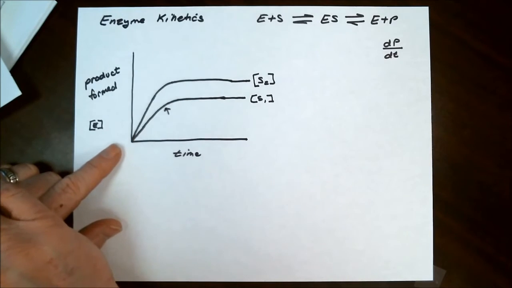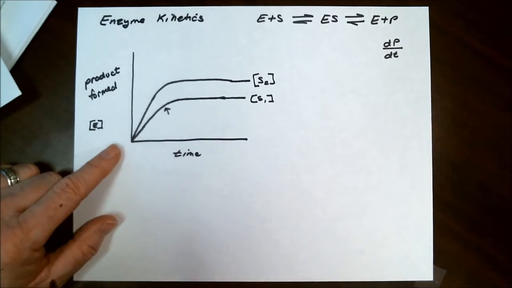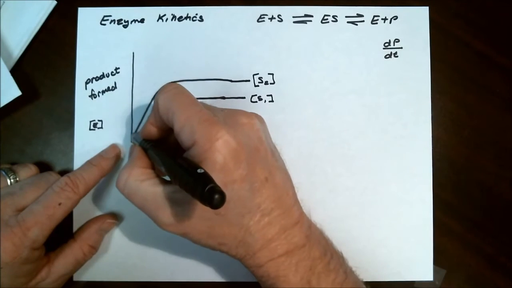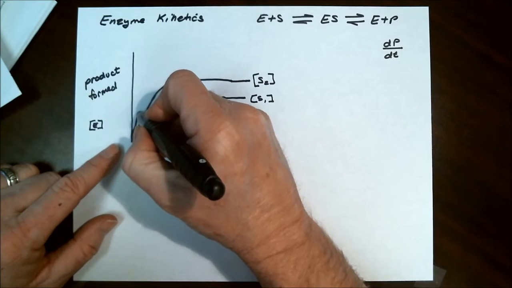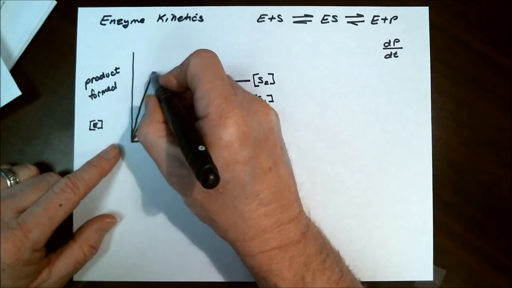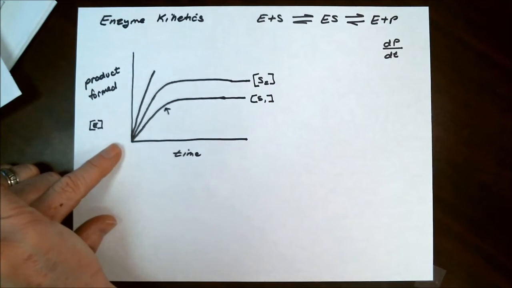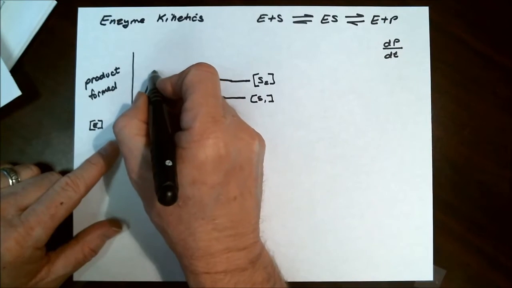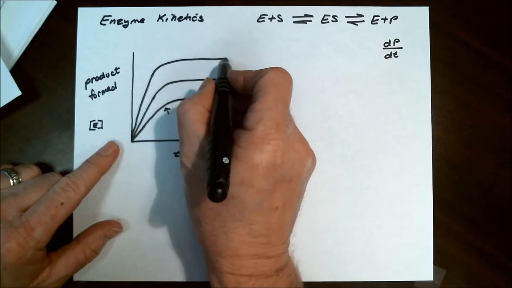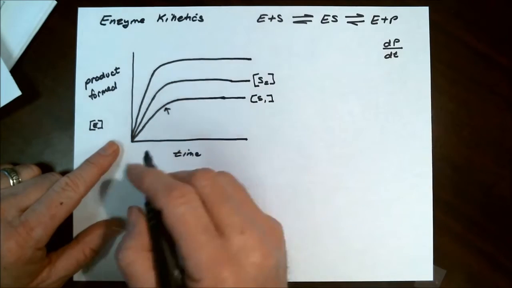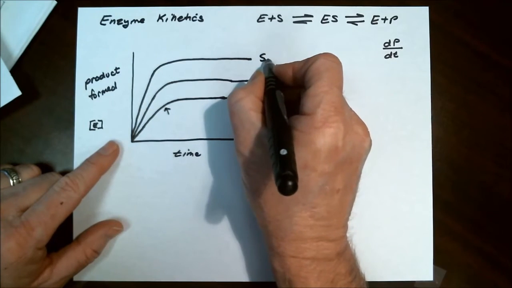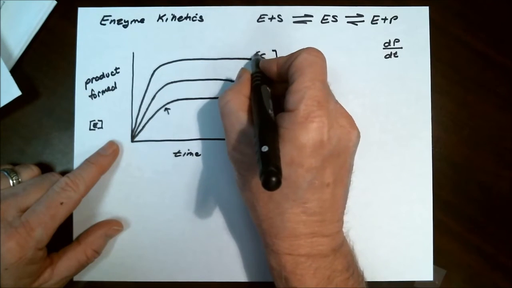Now what if, again, we do this one more time, but now we add even more substrate? Again, we'll have a linear relationship in the beginning because the enzyme will have plenty of substrate to work with, and it will catalyze the formation of product, which we can measure over time. And once again, we will see when we become depleted of substrate, the product formation falls off.